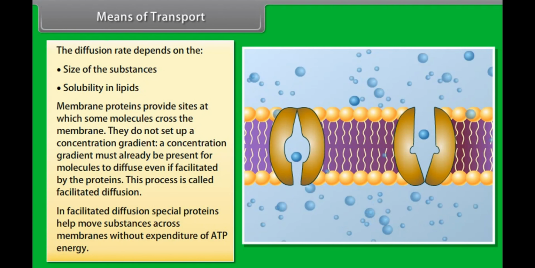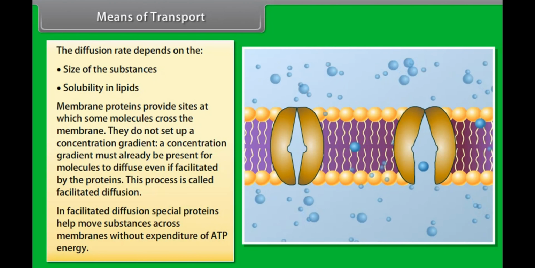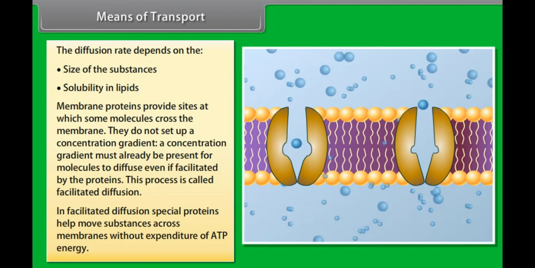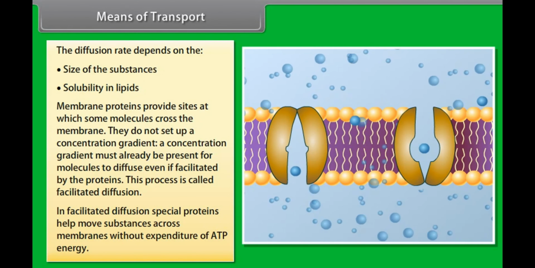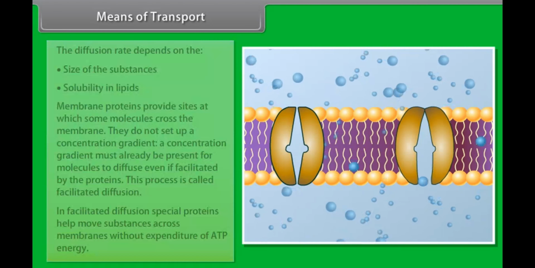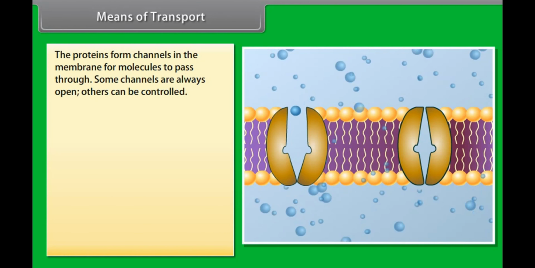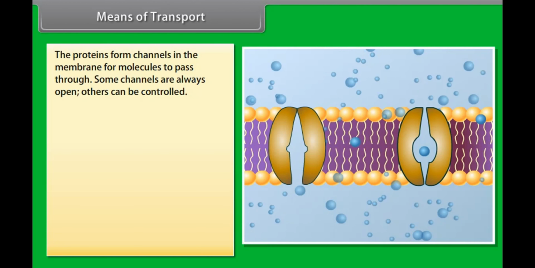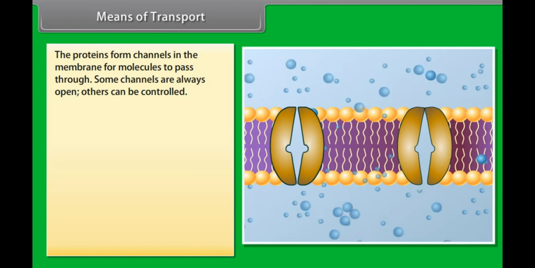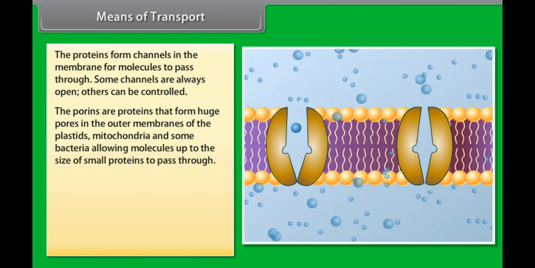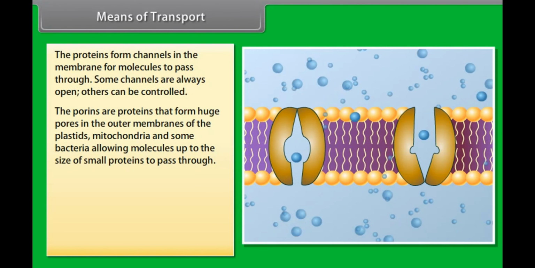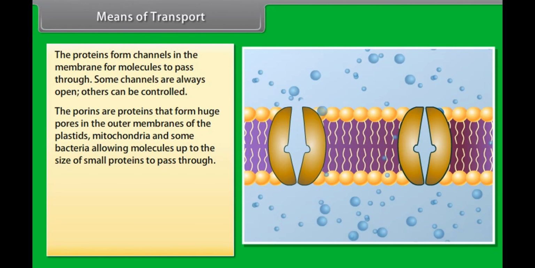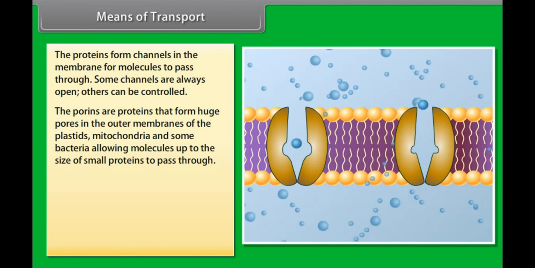In facilitated diffusion, special proteins help move substances across membranes without expenditure of ATP energy. Facilitated diffusion is very specific. It allows the cell to select substances for uptake. The proteins form channels in the membrane for molecules to pass through. Some channels are always open, others can be controlled. Some are large, allowing a variety of molecules to cross. The porins are proteins that form huge pores in the outer membranes of the plastids, mitochondria, and some bacteria, allowing molecules up to the size of small proteins to pass through.